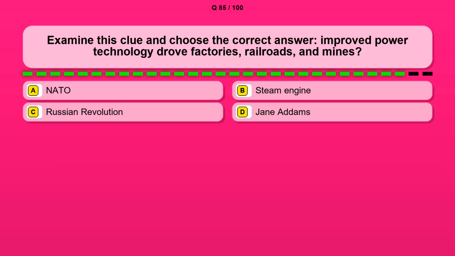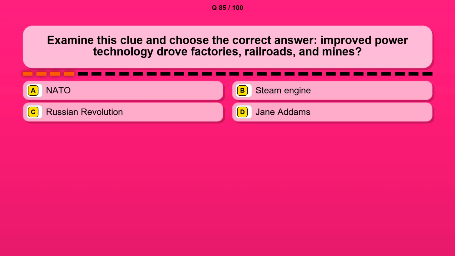Question 85. Examine this clue and choose the correct answer. Improved power technology drove factories, railroads, and mines. Option A, NATO. Option B, steam engine. Option C, Russian Revolution. Option D, Jane Addams.